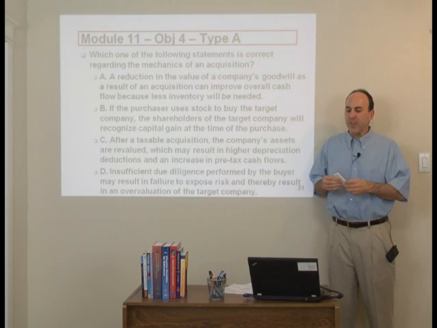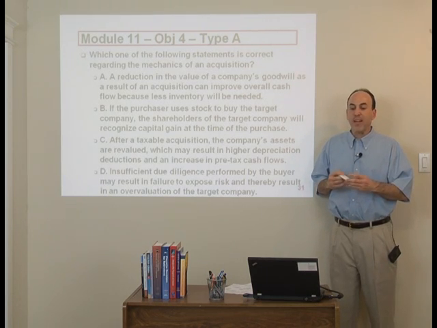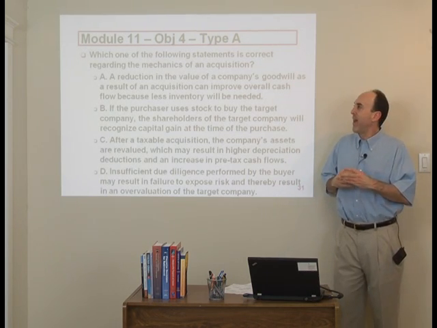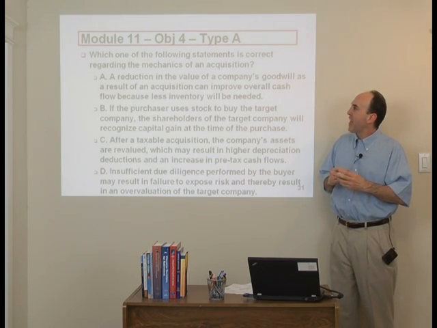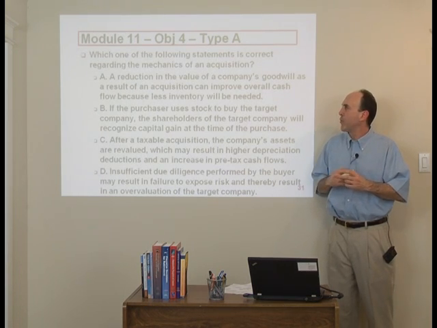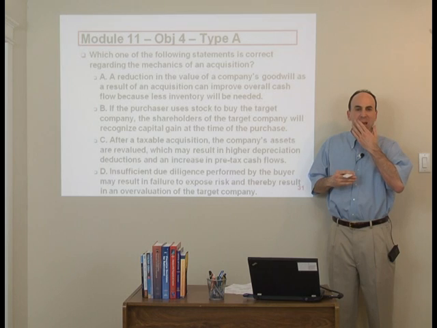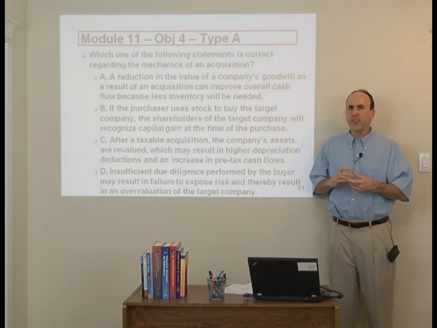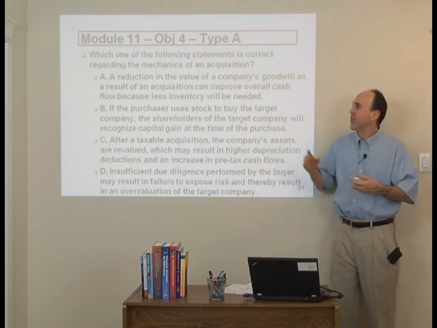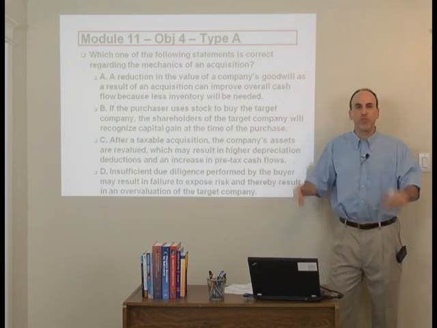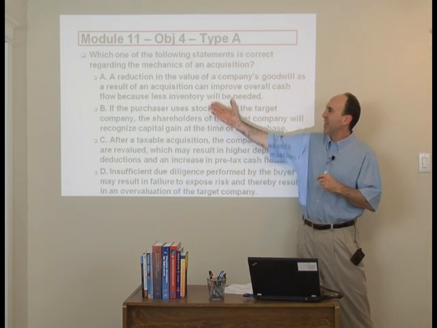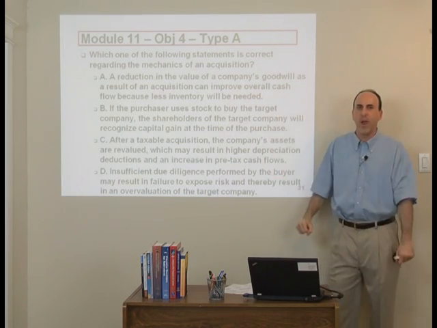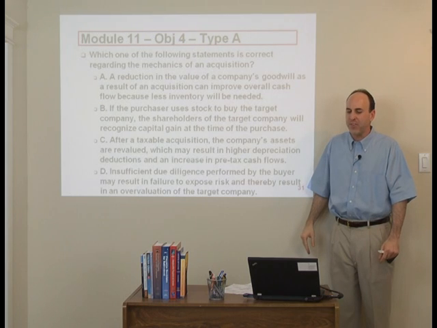Which one of the following statements is correct regarding the mechanics of an acquisition? What about A? A reduction in the value of a company's goodwill as a result of an acquisition can improve the overall cash flow because less inventory will be needed. Well, that's close to being true, but it's actually false. I mean, certainly the goodwill can get me some extra tax deductions, which will save me money there, but that does not mean that less inventory is needed. So A is not quite true. So A is false.